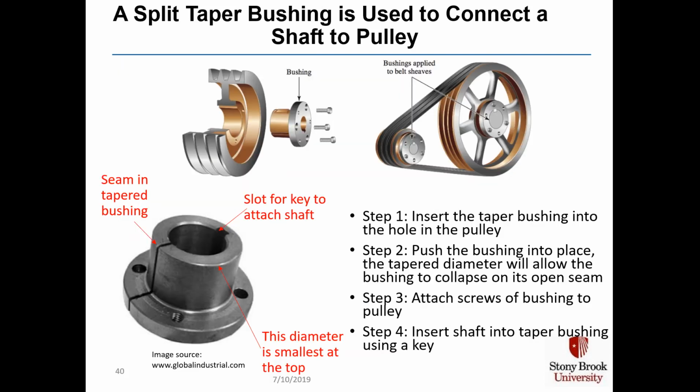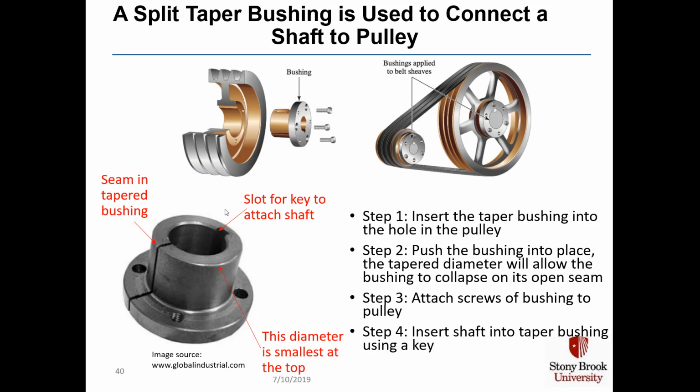A split taper bushing is used to connect a shaft to a pulley, or to a sheave as it's sometimes called. It's shown here in the lower left corner of the slide. In a split taper bushing, there is a seam on the side of the bushing so that when you assemble the bushing into the pulley, the seam will collapse and will hold it in tight. There's a slot in the bushing for a key to attach the shaft.